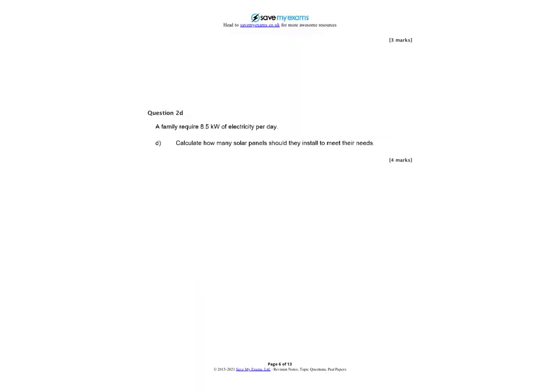Question 2D. A family require 8.5 kilowatts of electricity per day. How many solar panels should they install to meet their needs? So the amount of power that they need each day, I'll call that PN, power needed, is 8,500 watts every single day. I've times it by 1,000 because this is kilowatts and I want it in just standard watts.